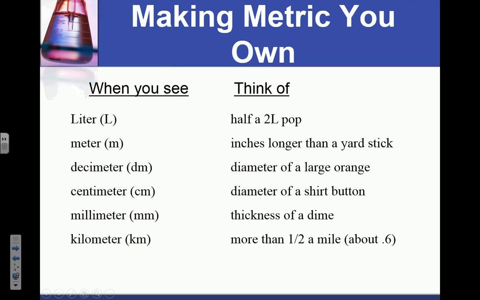Next one, kilometer. Kilometers are a metric mile, but if you've ever driven in a foreign country, you've noticed that the number of kilometers you're going when you're going 60 miles an hour is a much larger number. That's because a kilometer is a shorter distance. So more than half a mile is a good way to think of a kilometer. It's really around 6/10 of a mile.